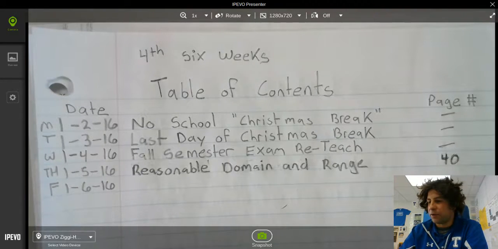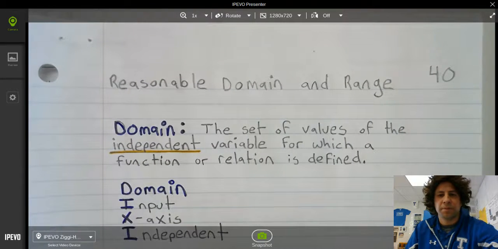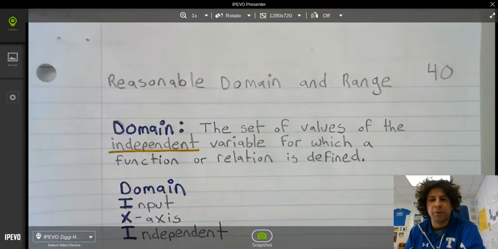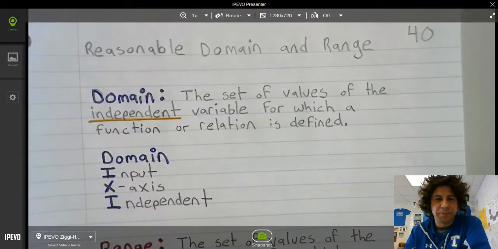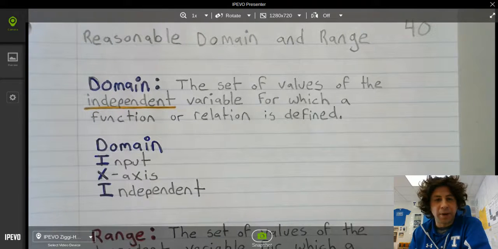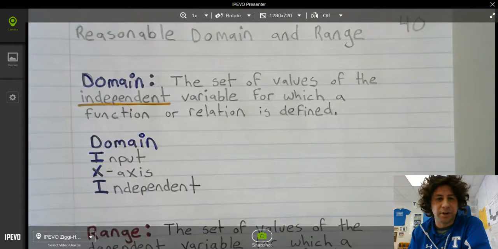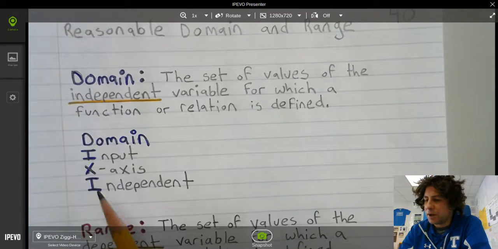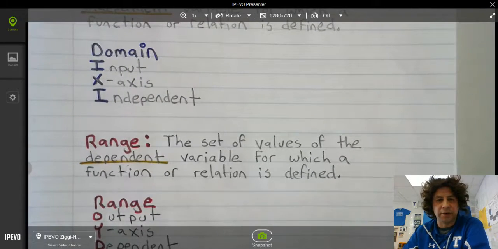All right, now that your table of contents are updated, let's look at our notes. Let's look at reasonable domain and range. The first thing, let's look at the definition of domain. Domain is a set of values of the independent variable for which a function or relation is defined. The keyword being independent. Now some important things to connect with domain, and you can use Dixie-Royd. Don't know exactly what Dixie-Royd means, but it's a catchphrase to kind of remember these. But domain includes input, the x-axis, and independent. And when I mean the x-axis, I mean you find the domain along the x-axis.